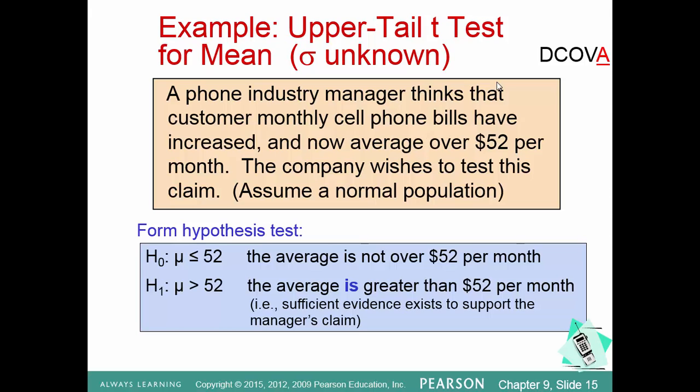So the claim is that bills have increased, that the average is greater than $52 per month. A straight greater than sign can only go in the alternative hypothesis, right? Because we learned before that the null hypothesis has to have an equal to. So in this case, the alternative hypothesis is the population mean is greater than 52. That means the null hypothesis has to be the population mean is less than or equal to 52. Because remember, together, the null hypothesis and the alternative hypothesis have to cover all possibilities. So we have our hypotheses there.